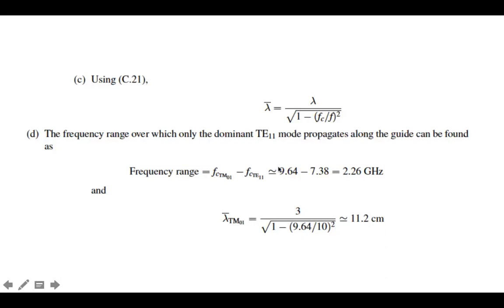So basically in this range, what you want to know is what's the bandwidth that you can have before you pick up the next mode. And so that's why they're taking the difference between the higher mode and the lower mode: if you're above 7.38 and below 9.64, you're only propagating the dominant mode.